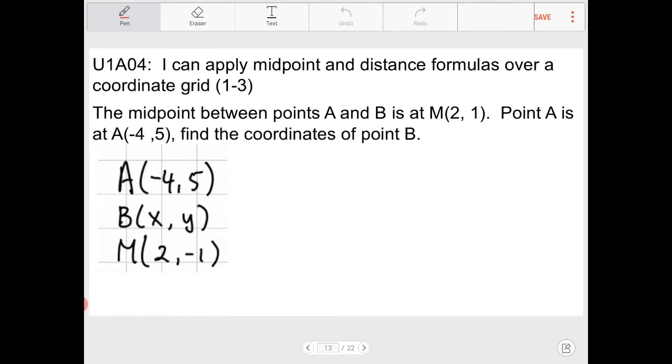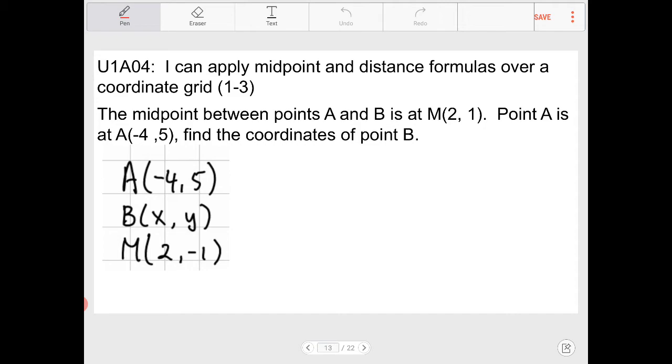All right, which brings us to this question. We now need to find a midpoint between points A and B, such that M is the midpoint. And here, you're told what the midpoint is. The midpoint is 2, negative 1. You're also told that point A is negative 4, 5, and you're asked to find out what point B is.